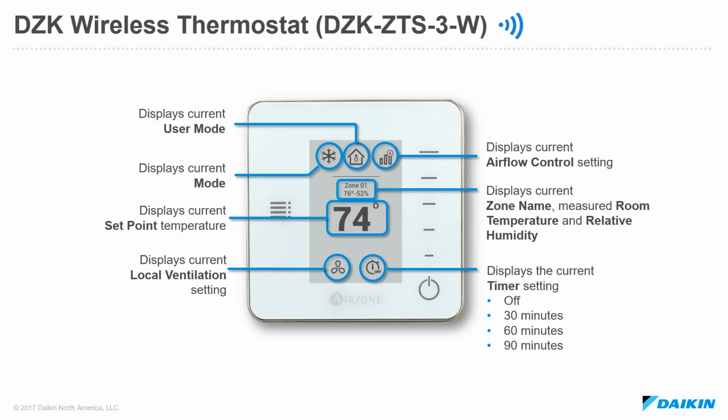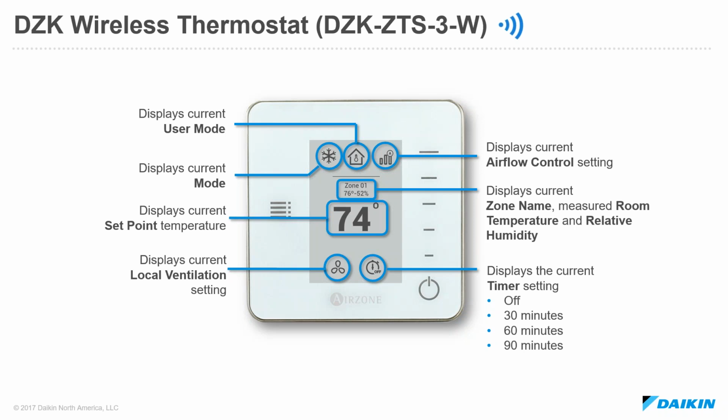So this is an overview of the different icons that are on this wireless thermostat. I'll just quickly go through. The mode icon is displayed here. Keep in mind this is a read-only display of modes because this can't be a main thermostat. You can't actually control the mode of operation, but you can monitor the mode of operation that's being commanded by the main thermostat. So we can see mode, we can see the user mode, and we can see the current airflow control setting. The large number in the middle of the screen will display the current set point.